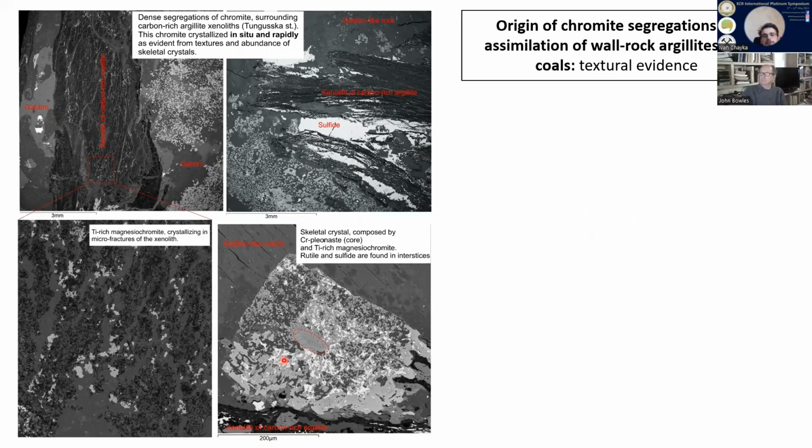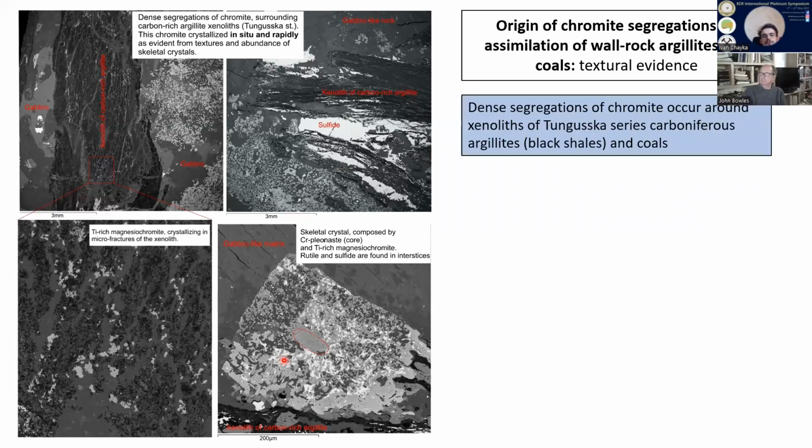So formation of chromitites and layered intrusions is often attributed to mixing between primitive magma and a silicic or fluid-rich component. We studied breccias which host low sulfide ores and obtained unique textural evidence which reveals dense segregations of chromite around xenoliths of argillites and coals of the Tunguska series.